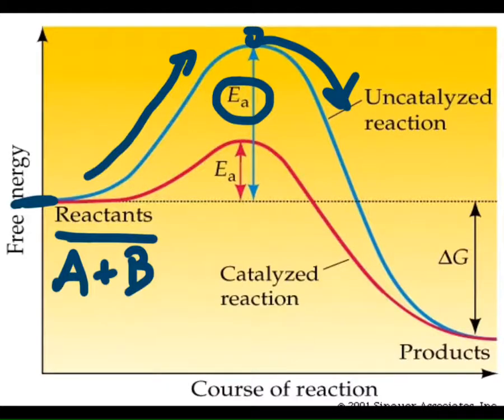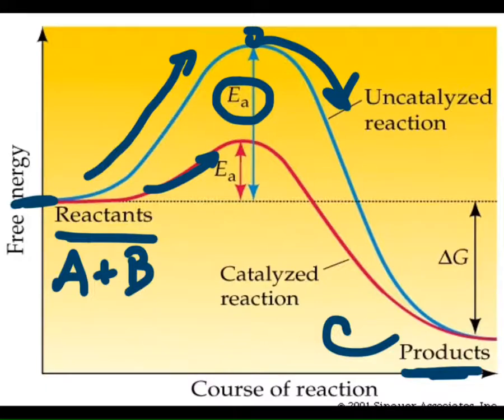So we start off at the same place. We still have A plus B. The reactants are the same. We're still going to end up at the same place. We're still going to make the same products, C. So we're going to start and end at the same place. The difference is the hump's a lot smaller. So here, the red hump is a lot smaller.